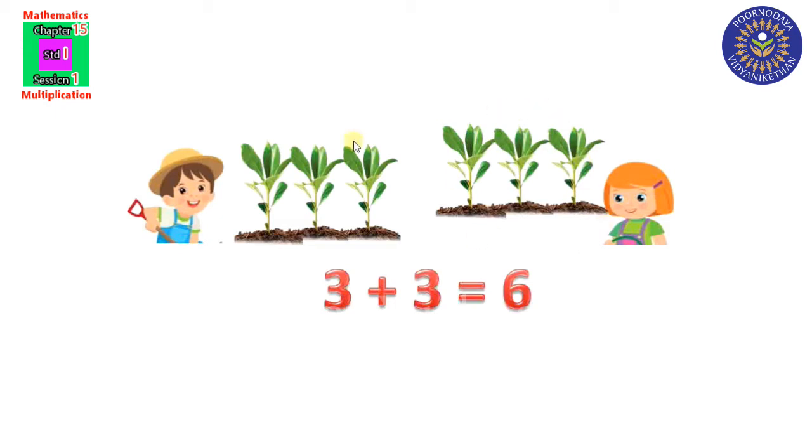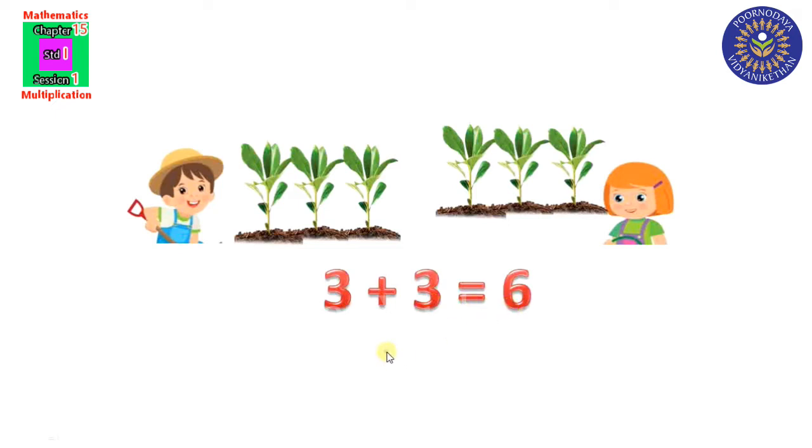Did you understand? Tinu planted 3 trees. Tina also planted 3 trees. See here, 1, 2, 3, 4, 5, 6. Altogether 6 trees. See here, 2 sets of 3 plants. First, Tinu's group. There are 3 trees. Second, Tina's group. There are also 3 plants. So, 2 groups of 3 trees. 3 plus 3 is equal to 6.